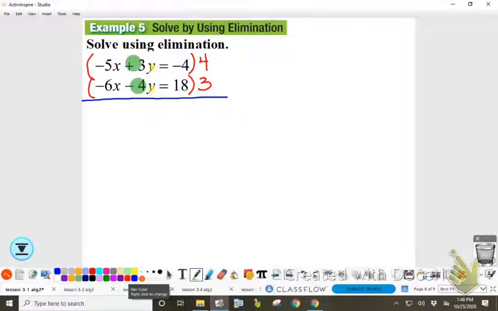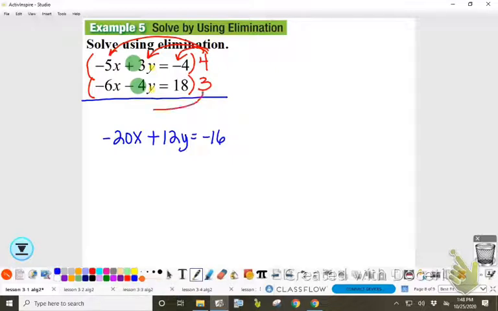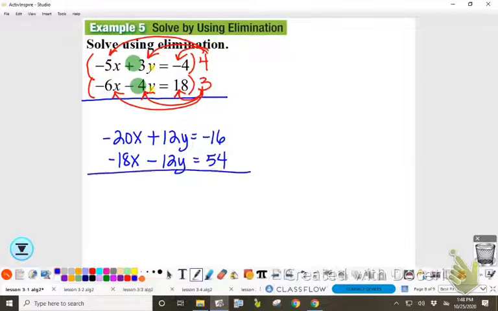Now, the mistake made here is that people forget to distribute to all three terms. So when you rewrite this, it's going to be a negative 20x plus 12y equals negative 16. And then you got to take this 3 and distribute to all three terms. You can't just do the term that you need. You have to multiply all three. So when I do that, it's going to give me a negative 18x minus 12y equals 54. Now when I add straight down, these cancel. That's what you want to happen. You want one of your variables to cancel.